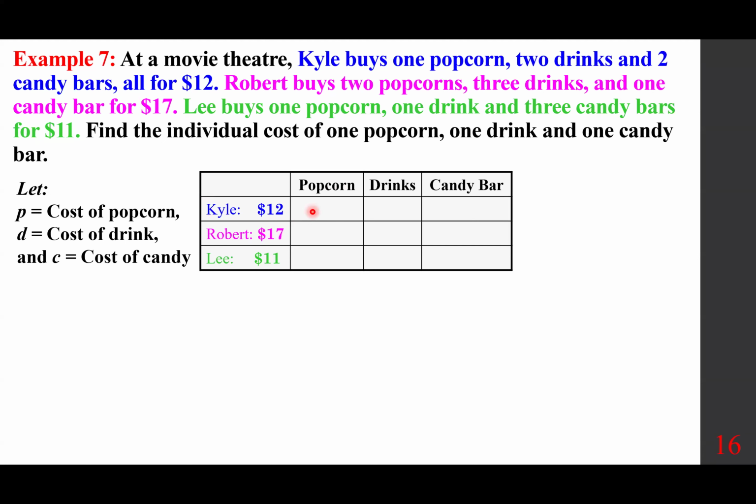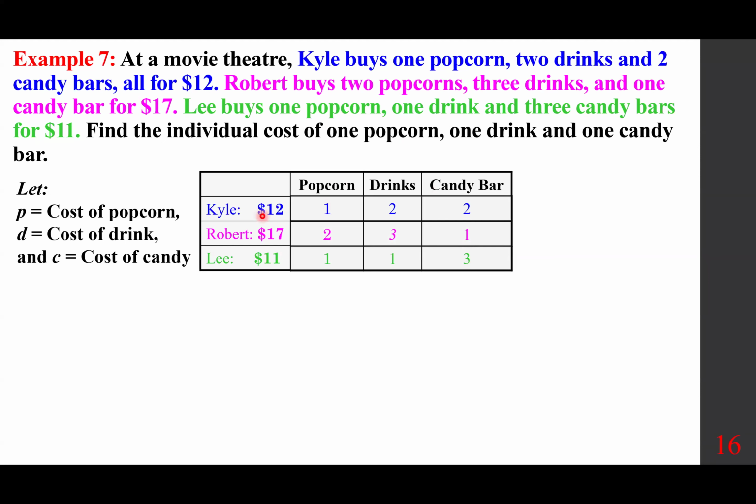Popcorn, just for the sake of argument, Kyle, 1, drinks 2, candy bars 2. Robert, popcorn 2, drinks 3, candy bar 1. Lee, popcorn 1, drink 1, and 3 candy bars. So we throw in those numbers: 1, 2, 3, 1, 2, 2, 2, 3, 1, 1, 1, 3.